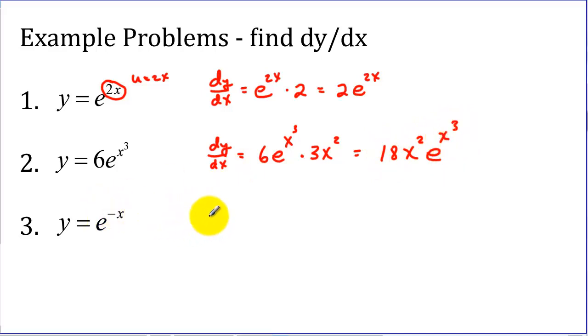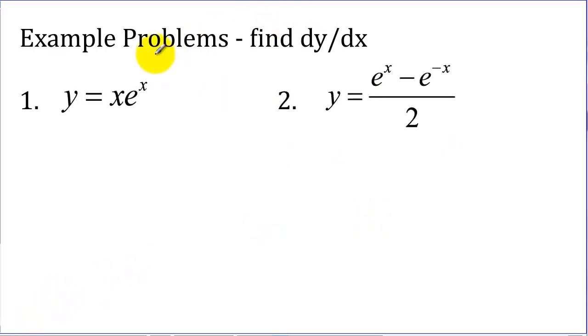And our third example on this page, our u is negative x, so dy/dx is going to be e to the negative x times the derivative of our exponent, which would be negative 1. So we have negative e to the negative x. If we took the second derivative here, we would end up with e to the negative x. So each time we take the derivative, it toggles between positive and negative e to the negative x.